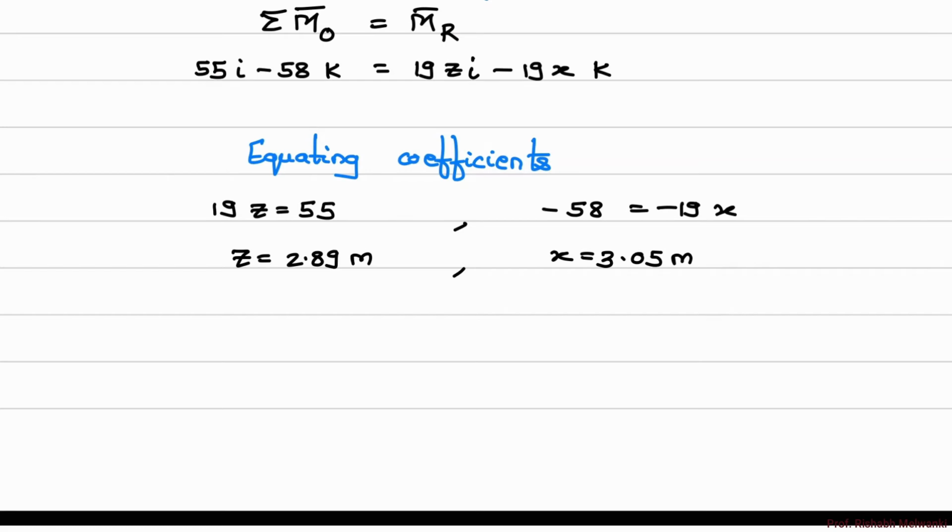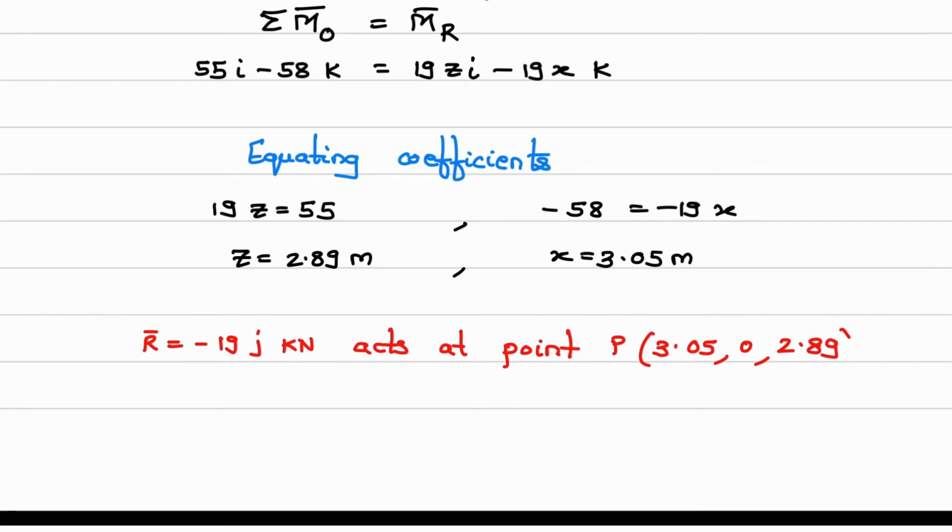So the final answer I can write down. R bar, the resultant vector, minus 19j kilonewton acts at point P whose coordinates are x is 3.05, y is 0 and z is 2.89 meter. This is the final answer.